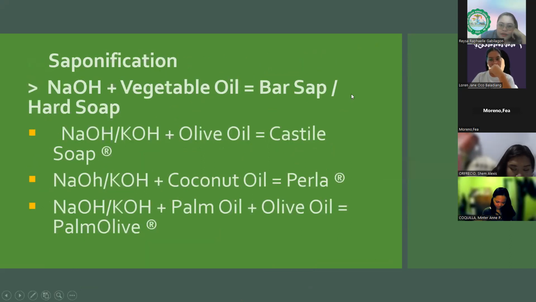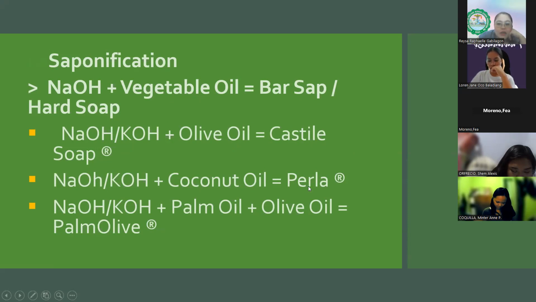Okay? Now, ito yung saponification na sinasabi ko kanina na sodium hydroxide is used to make soap. Pero hard soap ha. Sodium hydroxide plus vegetable oil, you will have the bar, that is bar soap or hard soap. So ito, kung olive oil ang gagamitin nyo, you may obtain the castile soap. I don't know if you are familiar with that. Pero ginagamit natin yan sa laboratory.